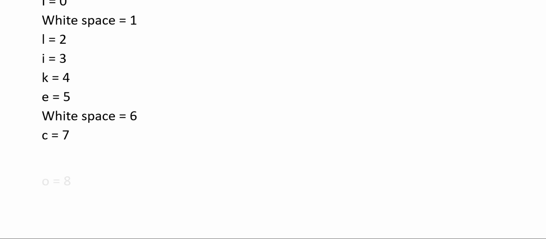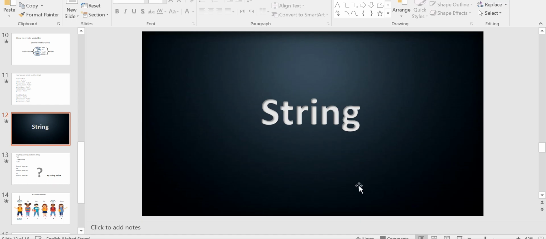First of all, I holds 0. Then there is a white space, which holds 1. Then L holds 2. Similarly, I is 3, K is 4, and then P is 5. Then again we have white space, so that's 6. So white space also holds an index number. Then we have 7, 8, and so on. It depends on how many letters we have in the string.